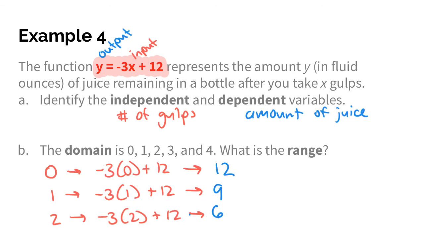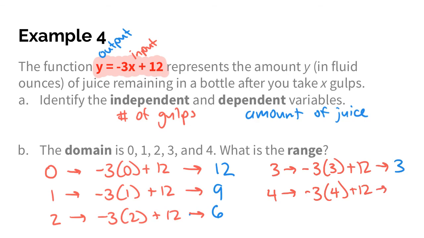Now, one thing with functions that we're going to talk about is, notice there's a pattern. It's from 12 to 9 to 6. As we do this, you can probably recognize the pattern and guess what's going to happen next. But if I were to plug in 3, negative 3 times 3 plus 12, that tells me I'm going to have 3 ounces of juice left over. And the reason I stopped at 4 is because if I take negative 3 times 4 plus 12, that means I would have 0 ounces of juice left over. So in the end, it would take 4 gulps to eliminate all the juice in that bottle.